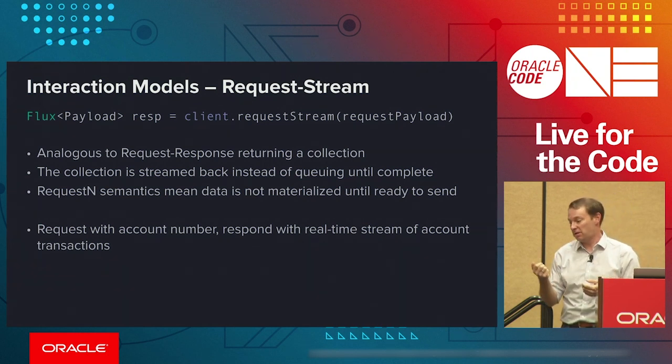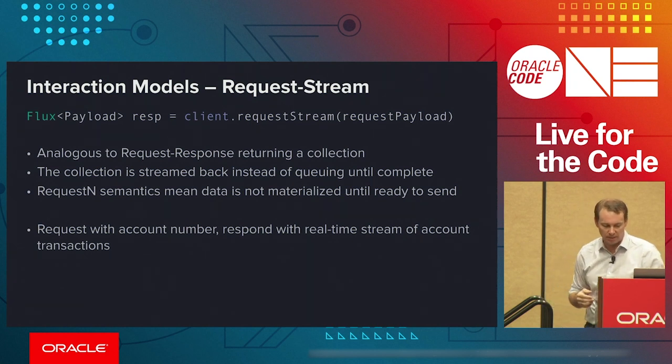And that means if the client switches off to another page or finds some piece of data that means it can cancel, you've not materialized a bunch of data that you didn't need to. And that ends up being really, really helpful when it comes to large data sets being moved back and forth between two systems.